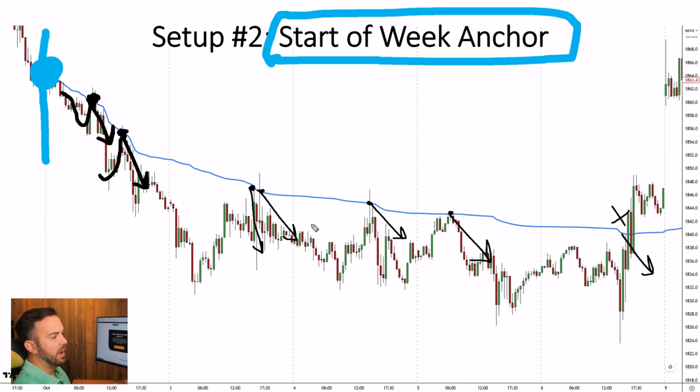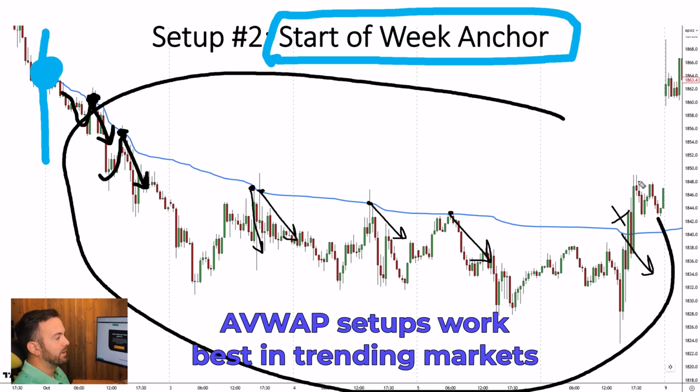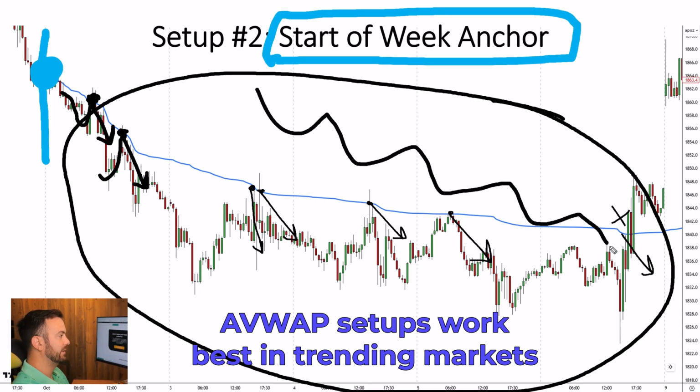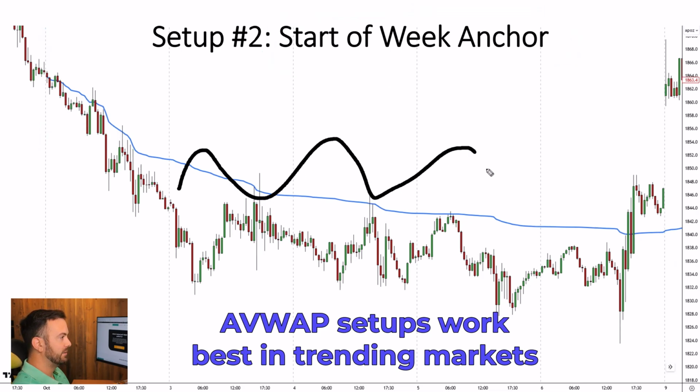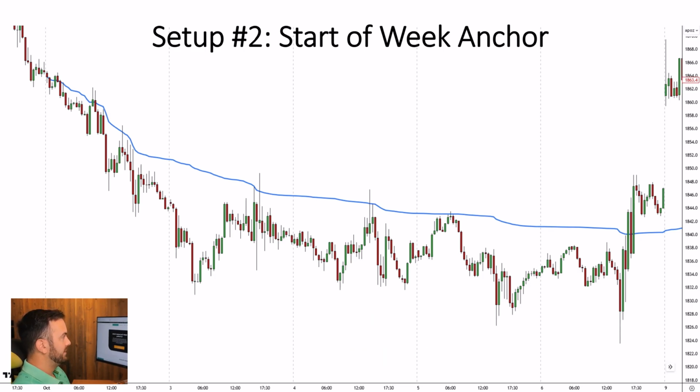And by the way, those setups which I'm showing you, they work best in trending markets. They work best in markets that are doing this. Simply put, when they are like this, right? If the market is going sideways, then those setups are not as good as if you use them in a trend like this. Anyways, back to this setup.